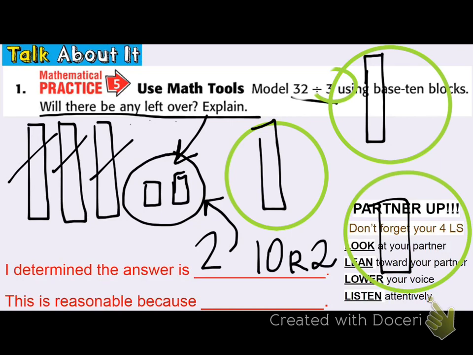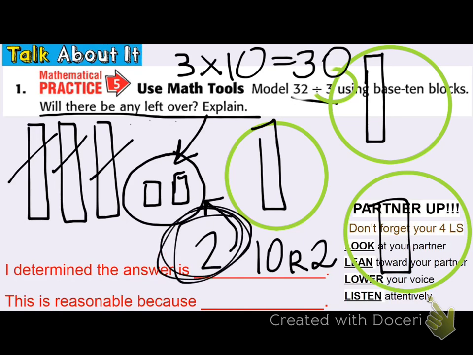I can check my work. I had 3 groups of 10, or 3 times 10, which is 30. And then if I added the 2 left over, that would give me the 32. I know I have the right answer.